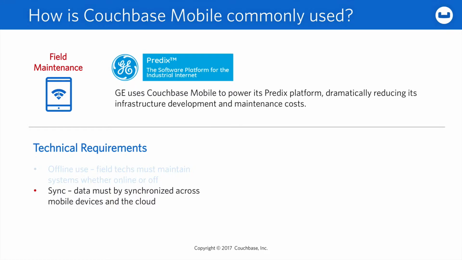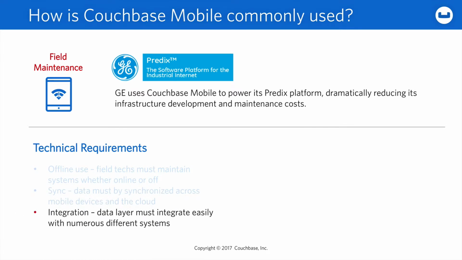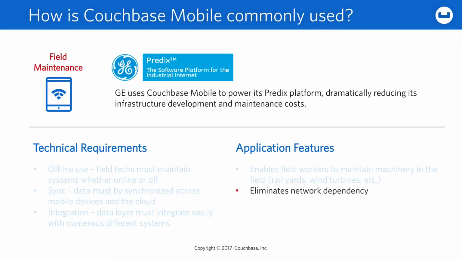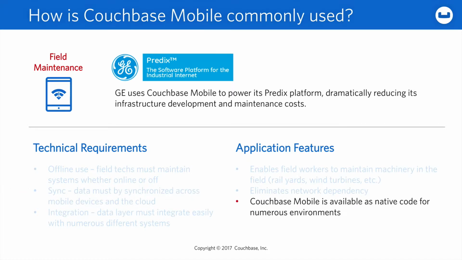When it becomes available, whether by moving into location or proactive data harvesting processes, it must seamlessly synchronize across the cloud and related devices. These systems must also be ready for diverse operating systems and environments. Using GE Predicts, field workers can perform data maintenance anywhere, because there's no network dependency. And with Couchbase Mobile available as native code for numerous environments, GE has the flexibility it needs to deliver a massively scalable platform to its customers.